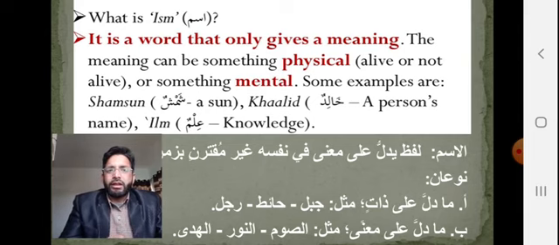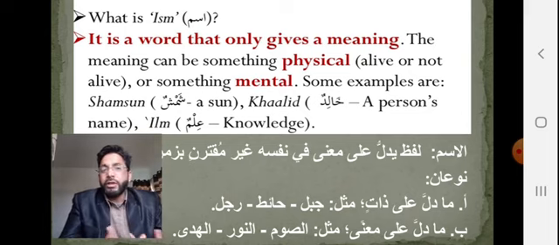So Shams, Khalid, these are physical nouns. We can feel, we can see. Then we have another noun like ilmun. Ilmun means knowledge. Dhakaun means intelligence. Knowledge and intelligence, we can only think of such a noun, but we cannot touch it.